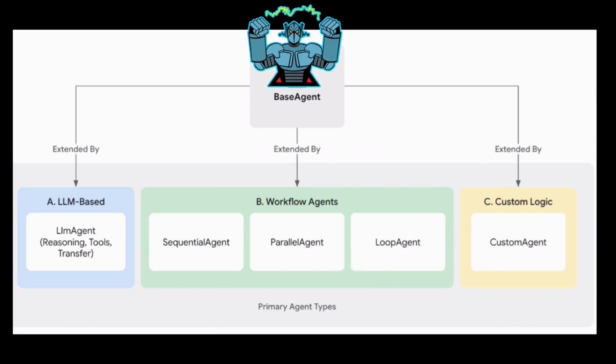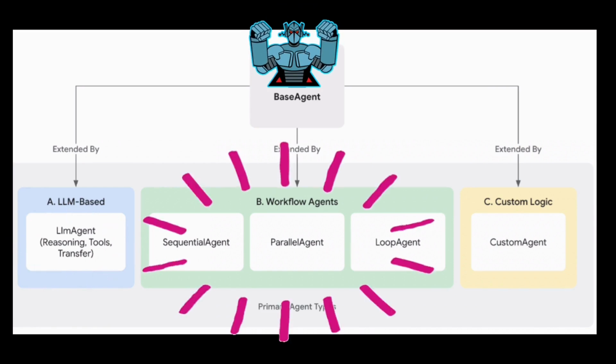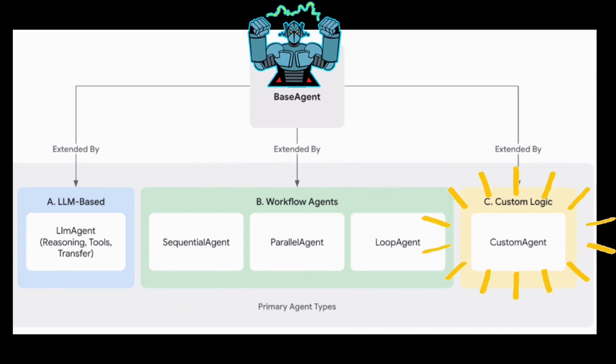At the top, we have the base agent, the core foundation that all agents in ADK extend from. From this base, three specialized branches emerge. On the left, we have LLM-based agents, like LLM agent, which are powered by a large language model and support tool usage, memory transfer and reasoning. In the center, we have workflow agents: sequential agents, parallel agents and loop agents, which control how other agents are executed, in order, at the same time or in loops. And on the right, we have custom agents, built by extending the base agent, giving you full control over logic, flow and data handling. These structures give you the flexibility to build anything from smart single agents to sophisticated multi-step workflows.